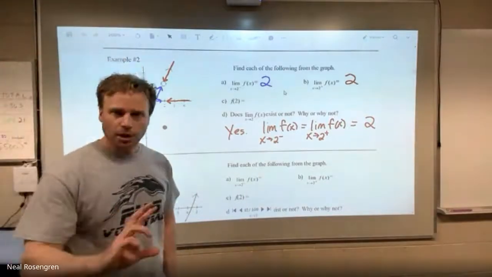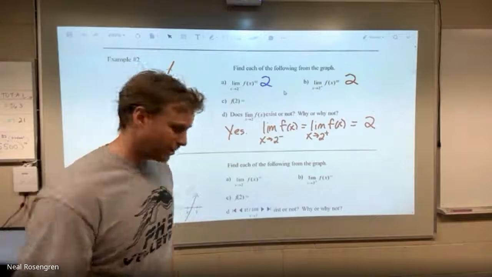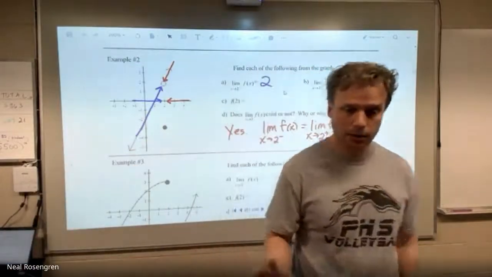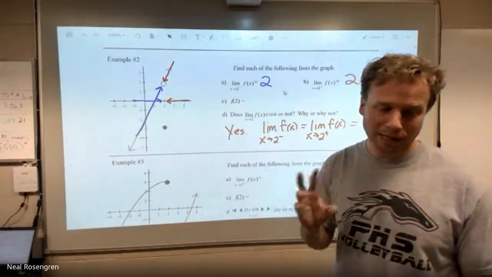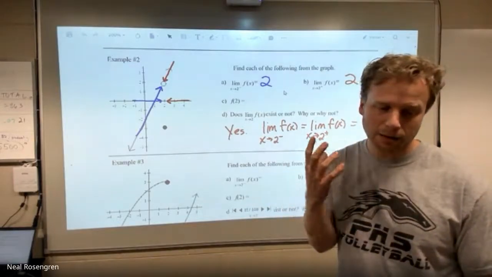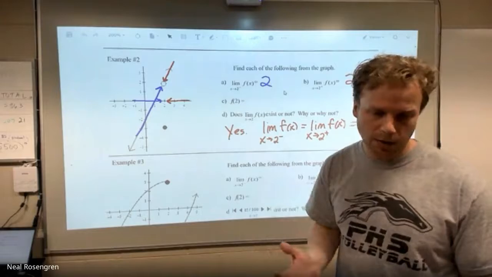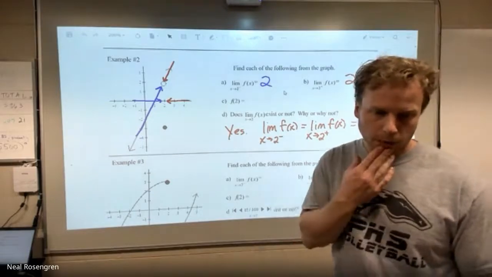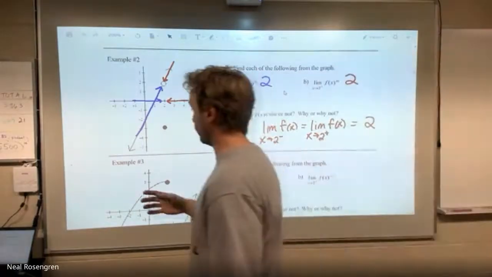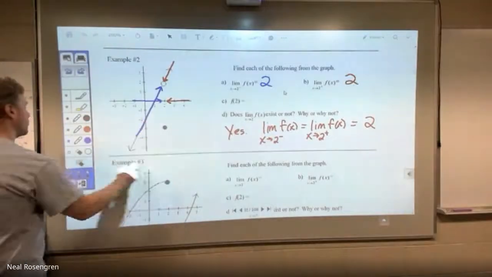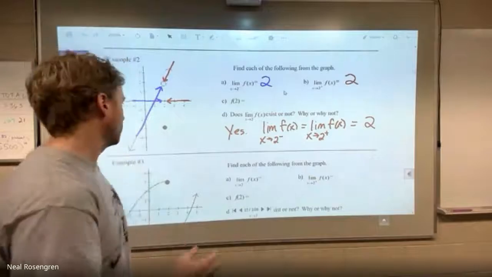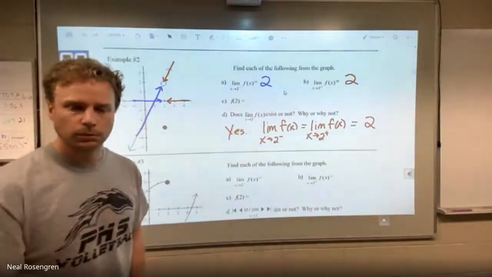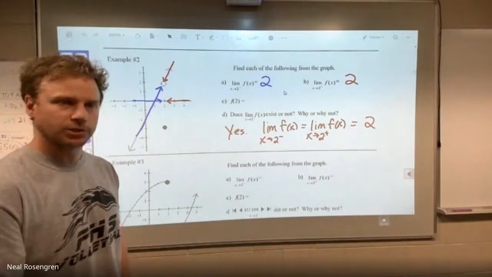Now, I saw a couple people that weren't sure whether this limit exists or not before we had that quick discussion. Those of you that were shaking left and right, does that sit okay with you now? I want to make sure that with this kind of graph, we are okay in understanding that this limit exists. Now, where's f of 2? Like, where is the point when x is 2?